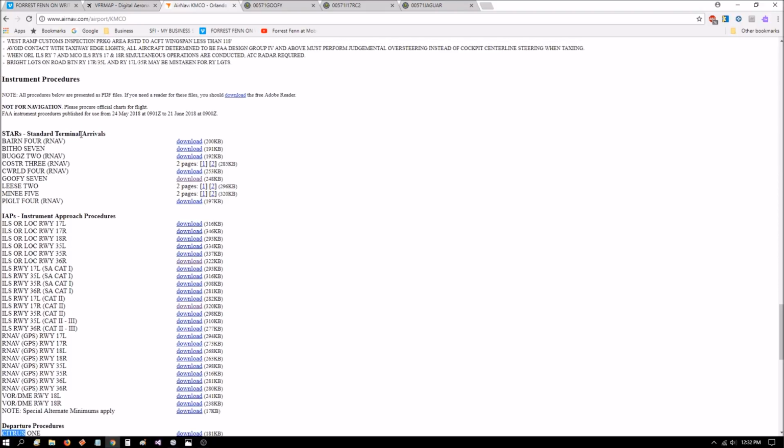And the same thing with the terminal arrivals. We got Barron, we got Bitho, we got Bugs, we got CoStar, we got SeaWorld, we got Goofy, we got Lease, we got Minnie, we got Piglet. Now, if you go in the Rockies, of course, they're all themed after the Rockies. If you go to New Mexico, they'll be themed after New Mexico.